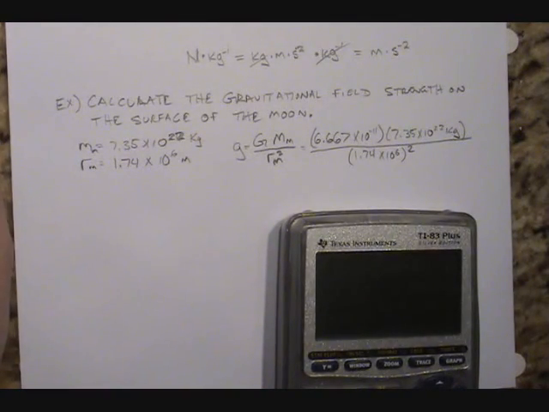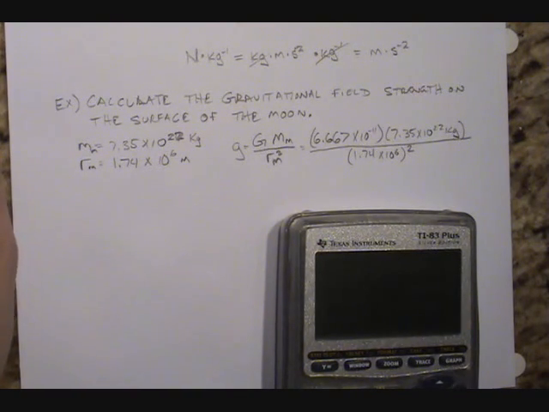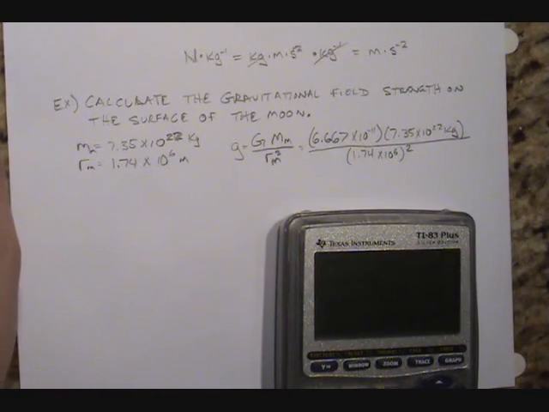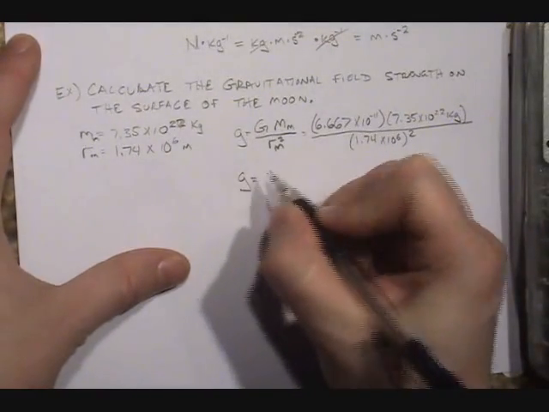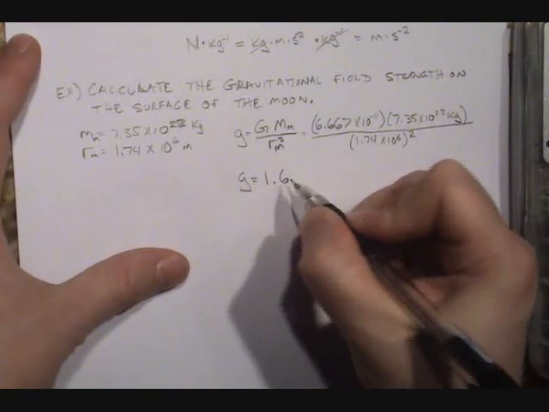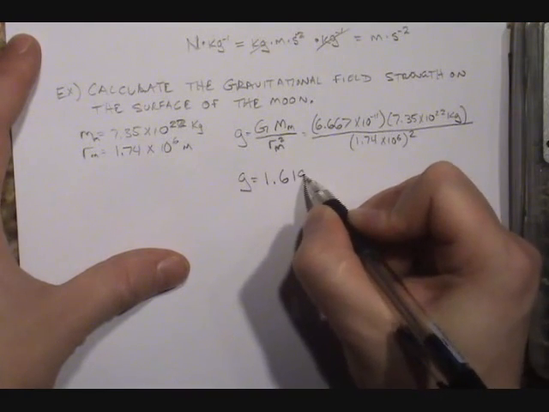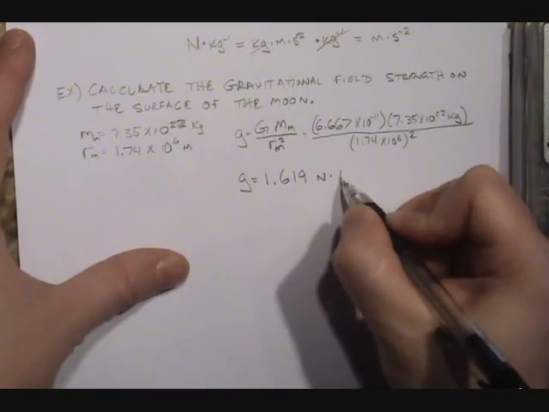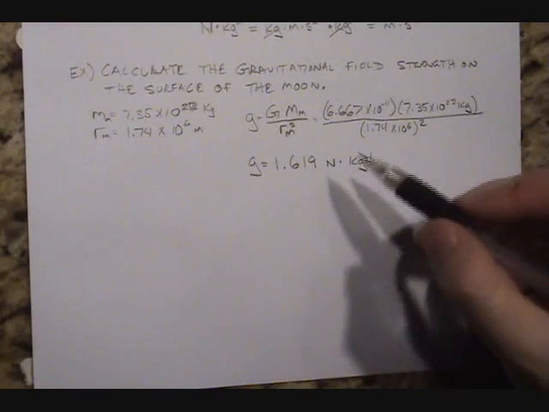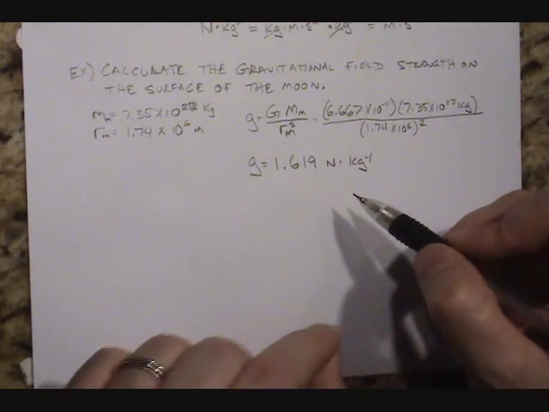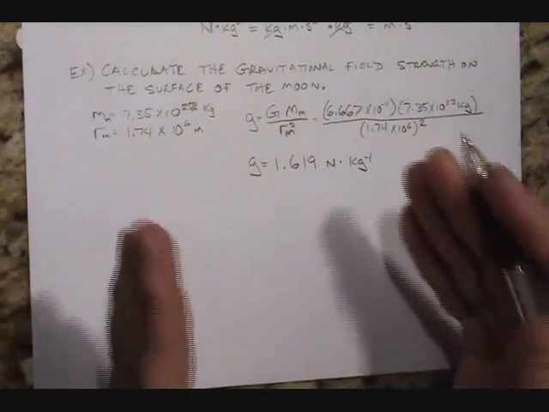Okay, so let's go ahead and make that calculation. 6.667 to the negative 11th times 7.35 to the 22nd power, divided by 1.74 to the 6th squared, and that gives me little g is 1.619 newtons per kilogram. Now this is the nice little trick about making the calculation of gravitational field strength. That is also the acceleration of gravity. So you kind of kill two birds with one stone.